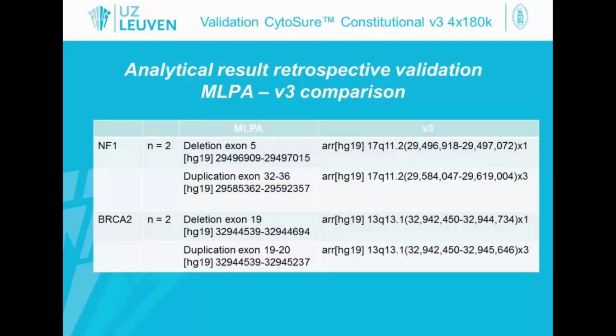Then for the retrospective validation, we did an MLPA V3 comparison. In our lab, in the molecular part, they are performing MLPA for NF1 and BRCA2, so they have samples available there, and we just selected 2 of each to see whether we could also detect these exonic deletions or duplications on the V3 array. It was for NF1 a deletion of 1 exon and a duplication of a few exons, and for BRCA2 the same situation.